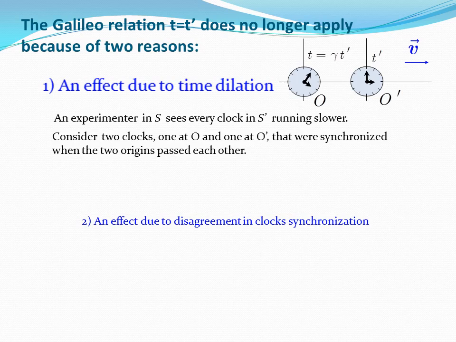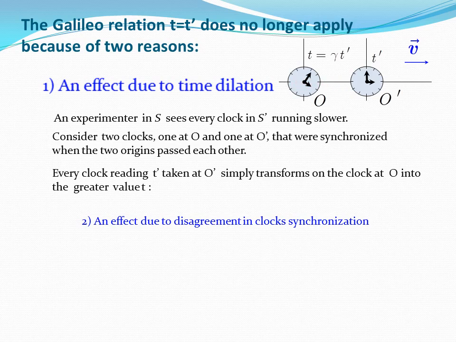Now consider the case where the two clocks are located at the two origins, and that these two clocks were synchronized in the instant when the two origins passed each other, namely when the O' clock passed over here. If this is the case, every clock reading t' taken at O' simply transforms on the clock at O into a greater value t, which equals gamma times t', and this is the time dilation effect.